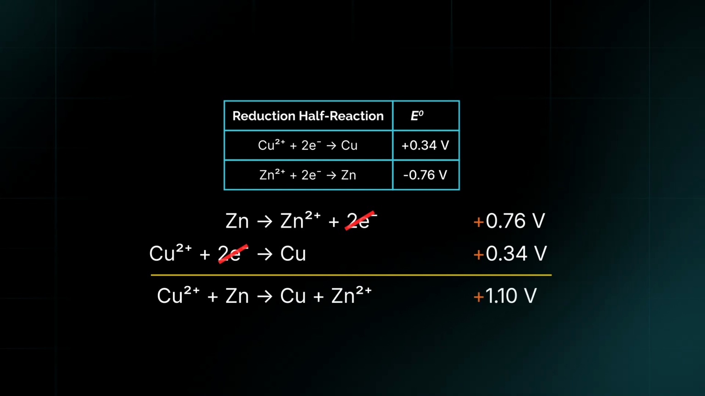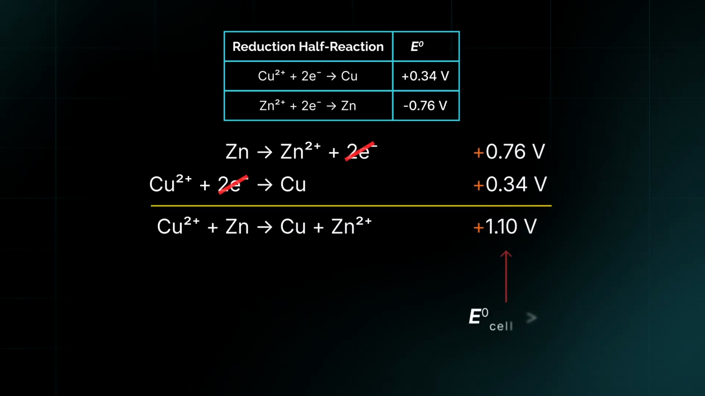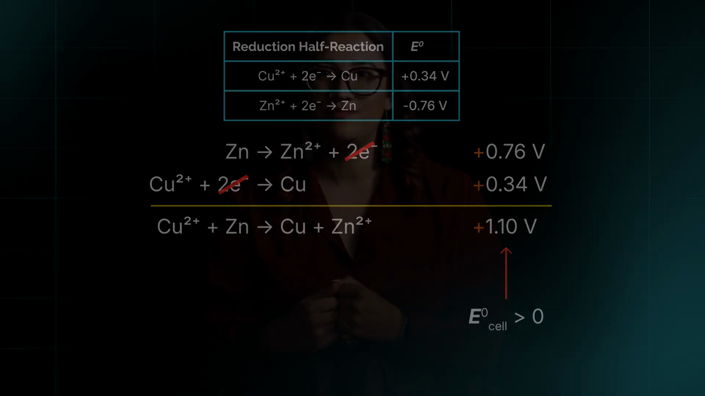If the sum is positive, it tells us that the reaction is spontaneous, meaning the battery can provide energy. For the Daniell cell, adding these values gives us a positive voltage, confirming that electrons flow from zinc to copper in a way that is spontaneous and releases usable energy.